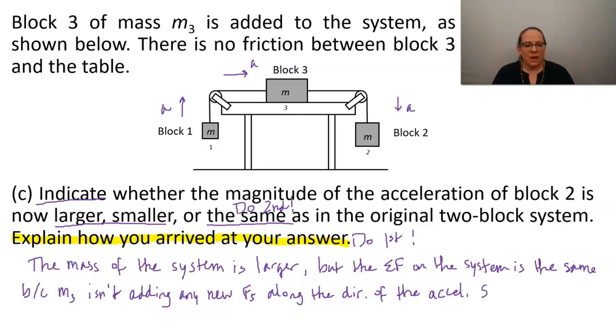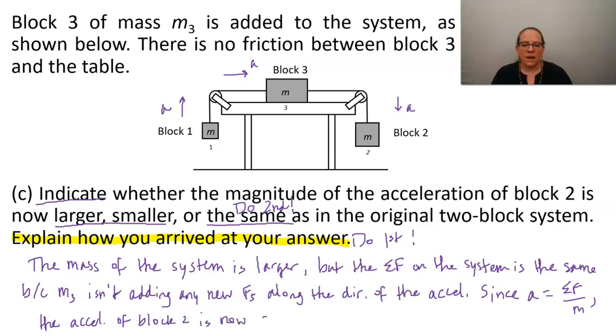So I would then go on to say, since acceleration will be equal to net force divided by mass, the acceleration of block 2 is now smaller.